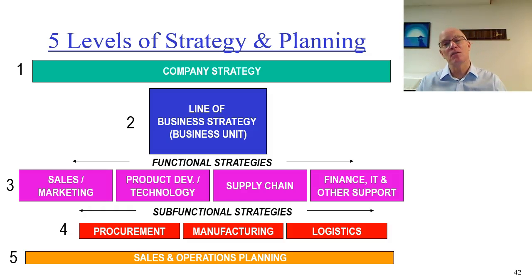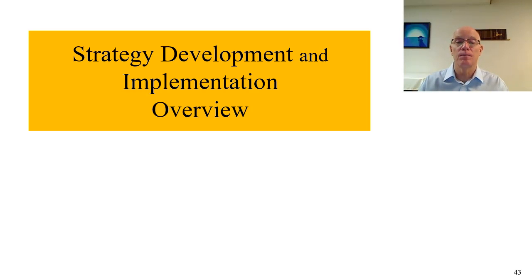So we think about these different strategies. You've got different levels of strategy. You've got the overall company strategy. Maybe your company has different business units, and then within each business unit you're going to have the sales strategy, product strategy, supply chain, and then your sales, operations planning, procurement, manufacturing, and logistics. All of these have to work together and support each other.